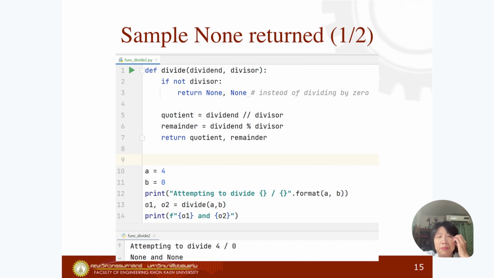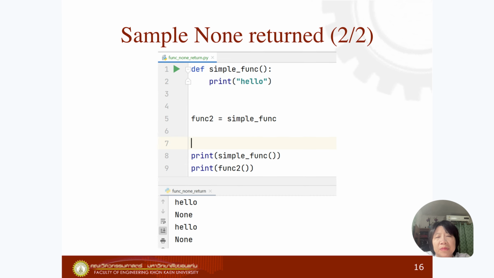Okay, let's see the example here. So here, we go back to the function divide, and if the divisor is 0, then not divisor is true, right? So we return None. So here, when a is 4, b is 0, and we attempt to divide a by b, and when we print out the return value, we can see that it returns None and None.